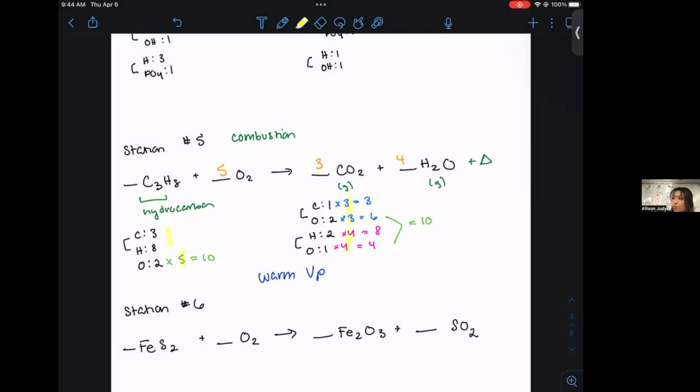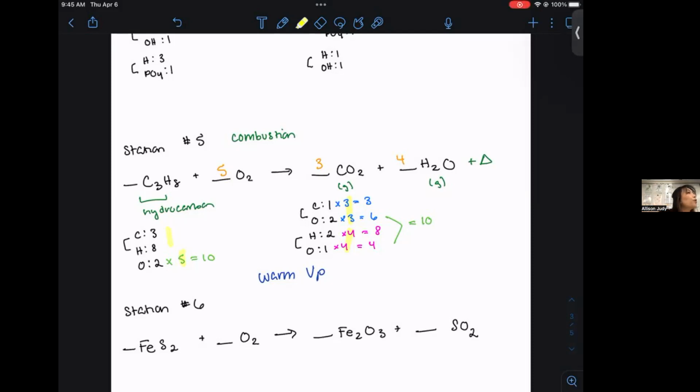So tricarbon octahydride. So one of those plus 5 pure oxygens produces 3 carbon dioxide and 4 water. All in the gas state. So that's what it translates to.